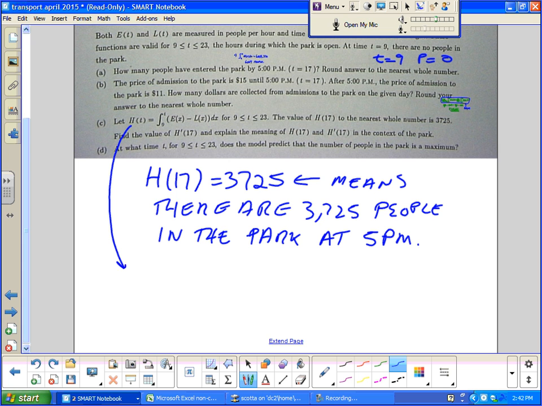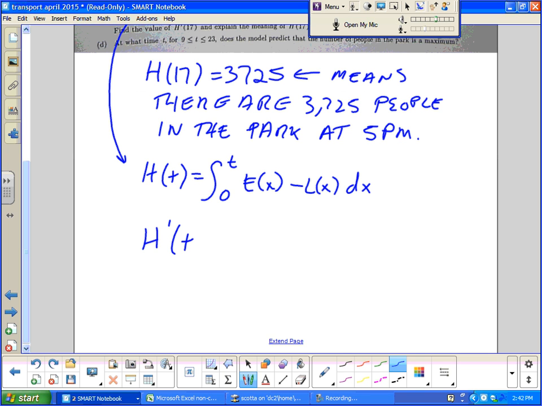This is just the fundamental theorem of calculus. If h of t equals the integral from 0 to t, we just plug in the t, and I could say this is all times 1, because the derivative of t is 1. I would not bother doing that on the AP. So h prime is entering minus leaving. It's the rate of change at the instant at 5 p.m. So I just go back and do e of 17 minus L of 17.